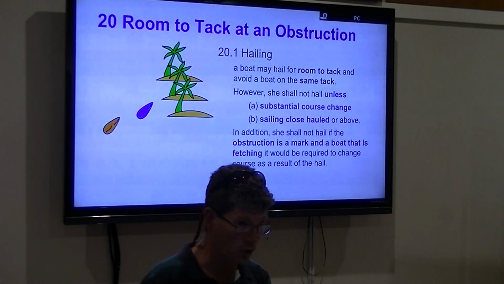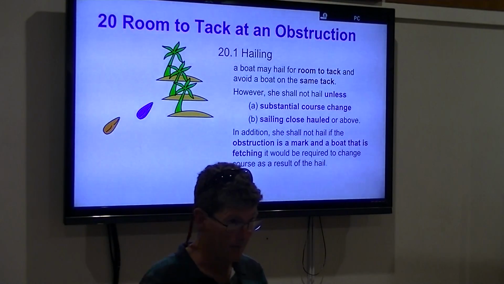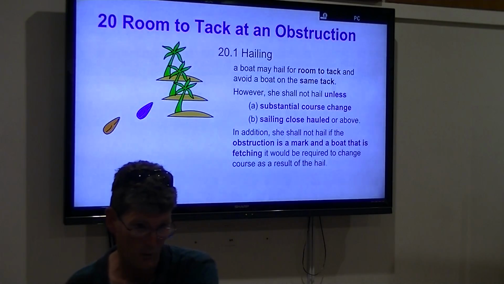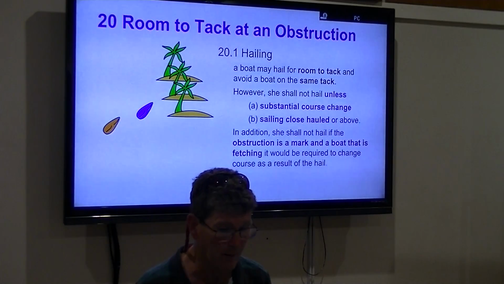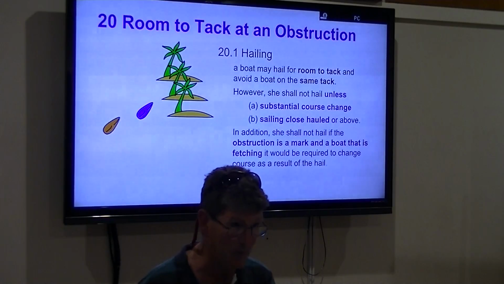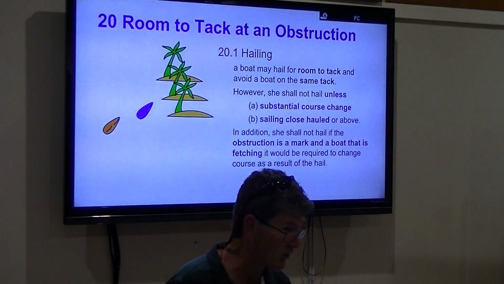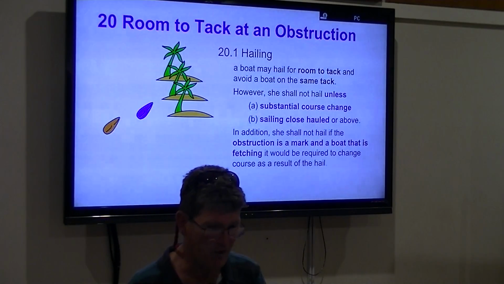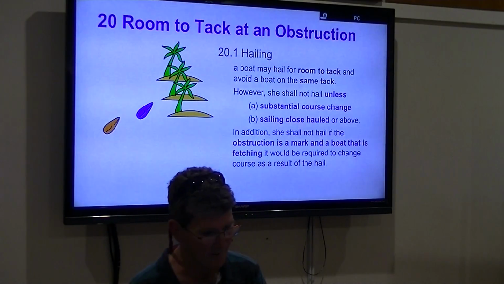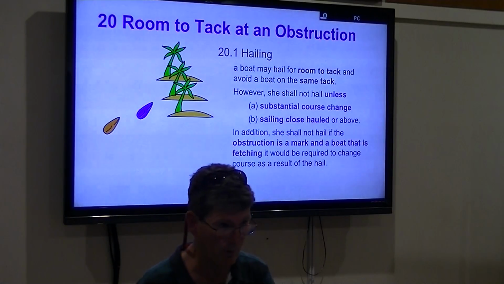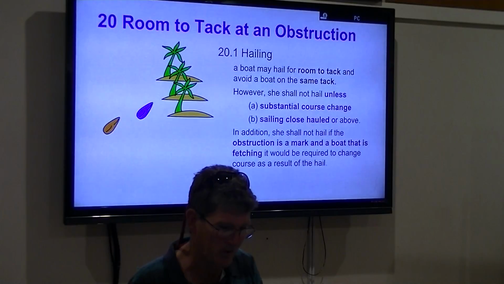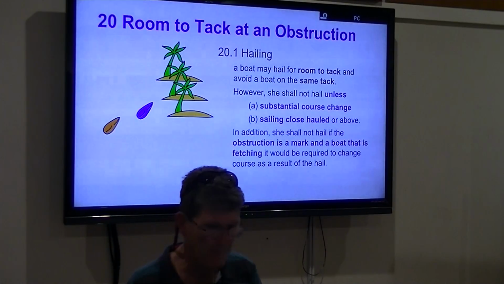And again, we look at the two parts of the rule. 20.1 says when can you hail, and 20.2 will tell you what happens when you do. So when can you hail? A boat may hail for room to tack and avoid a boat on the same tack. So the other boat's got to be on the same tack. However, she shall not hail, the negative again, they always love flipping around, unless a substantial course change is required. Well, that's the definition of obstruction. If there's no substantial course change, then it's not an obstruction. So it's saying the same thing twice.